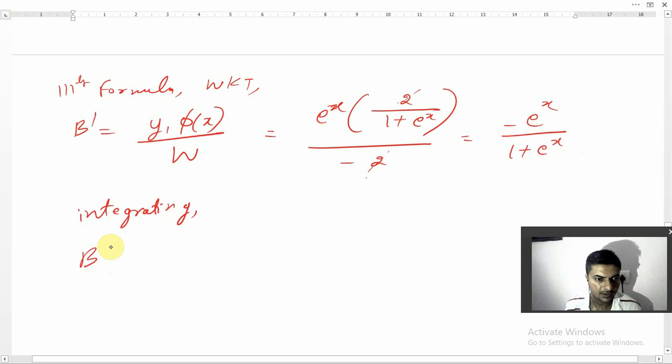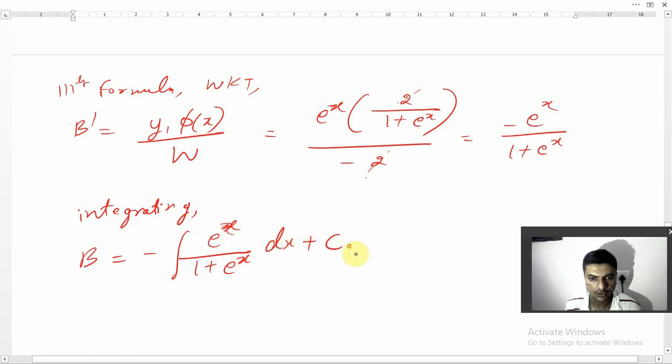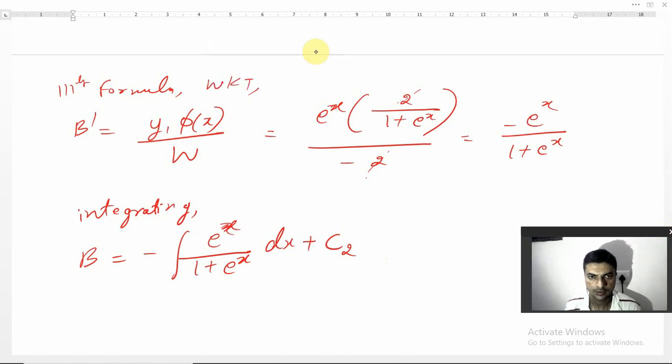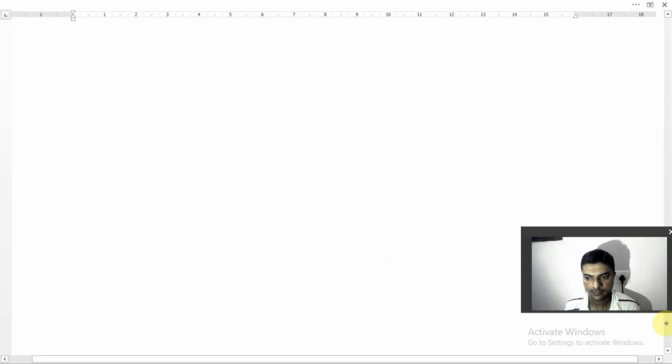Integrating, b dash will become b. What is the integration? Yes friends, integration of e raised to x divided by 1 plus e raised to x, dx plus c2, because c1 I have taken earlier, so this time c2 I will take.